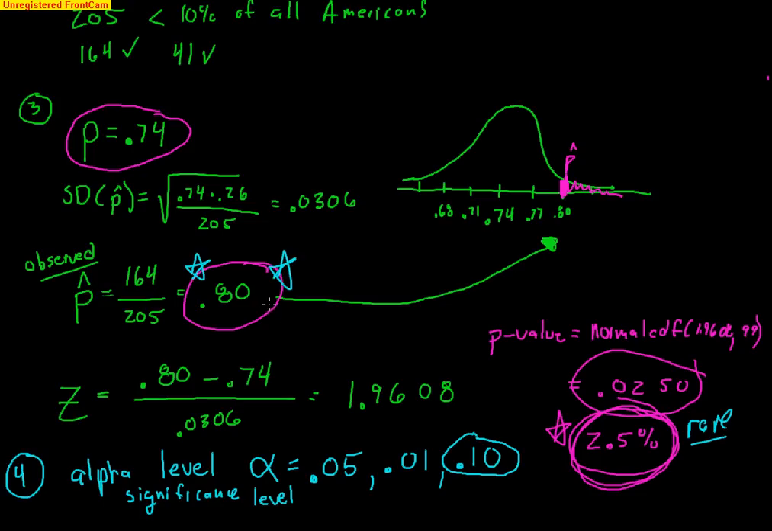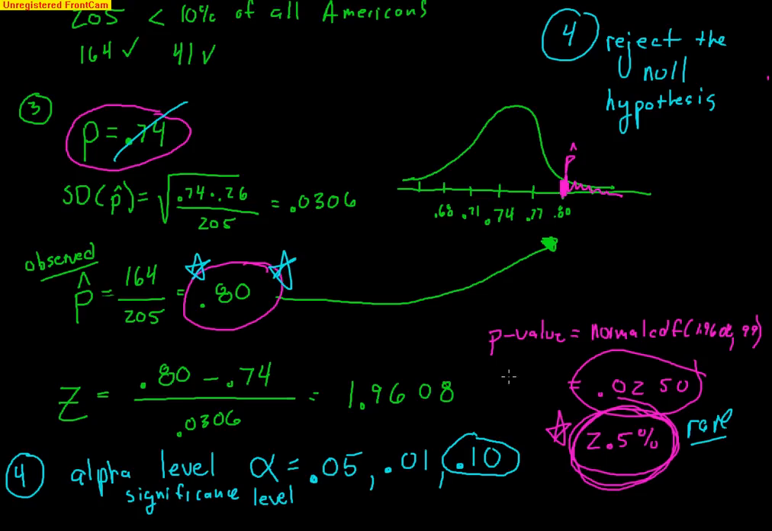In fact, it was so special that we're going to go ahead and create our conclusion here that we're going to reject the null hypothesis. So this means that we do have significant evidence that the 74% is probably wrong and that the truth is actually higher. So the true proportion is higher than 74%.